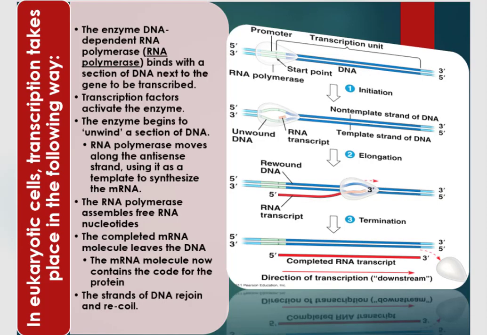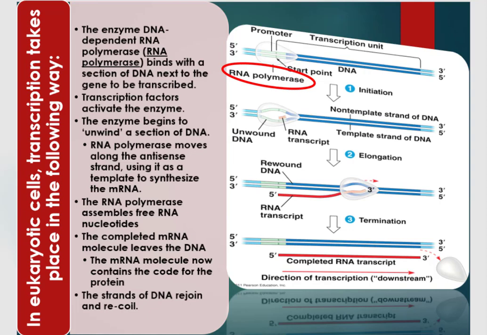In eukaryotic cells, transcription takes place within the nucleus in the following ways. The enzyme DNA-dependent RNA polymerase, transcription factors, and transcription factor activators bind with a section of DNA, what we call the promoter sequence, next to the gene to be transcribed. Then transcription factors activate the enzyme RNA polymerase. After this enzyme gets activated, it begins to unwind a section of DNA.